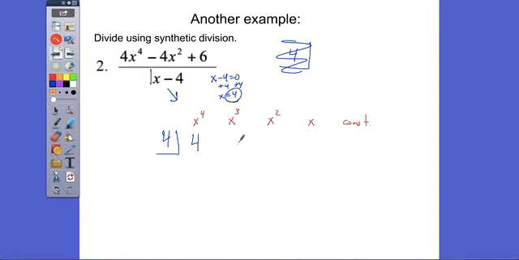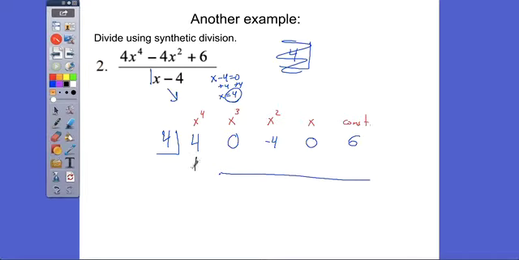So the x cubed term, since there isn't one, that would be 0. The x squared term, the coefficient is negative 4. Notice the x term. Oh, there is no x term. So we make that 0. And then our constant term is 6. So now we have it all set up. Now we're going to perform synthetic division.